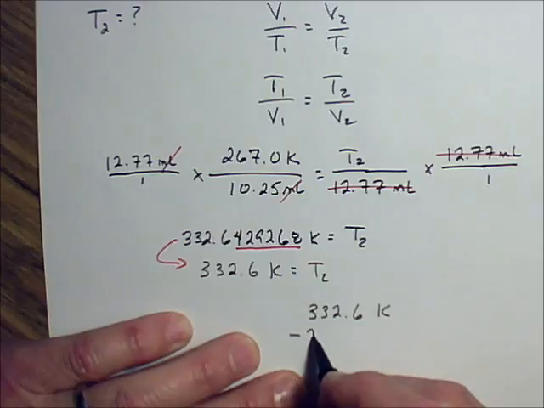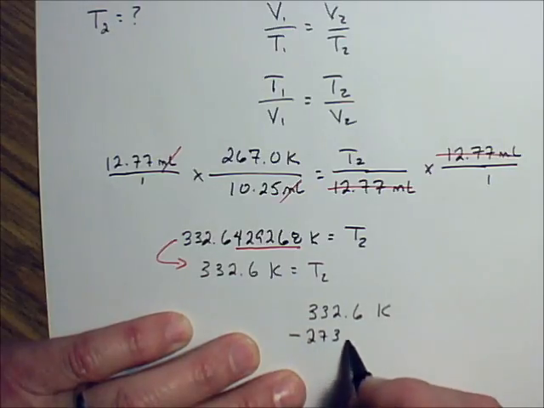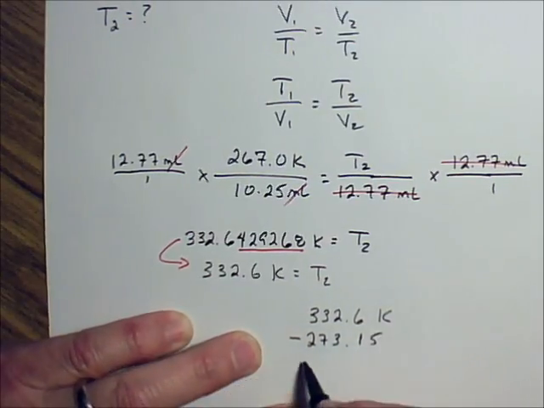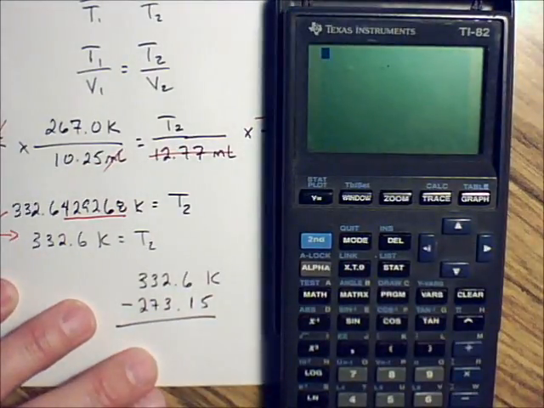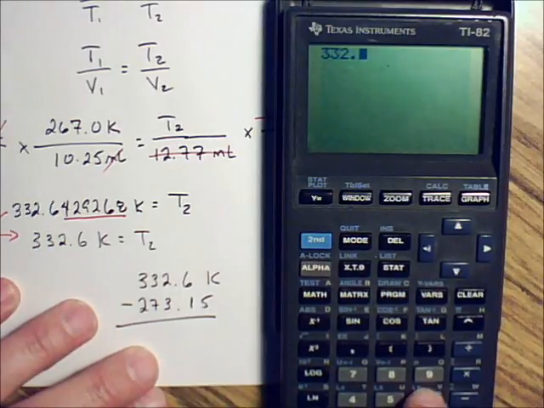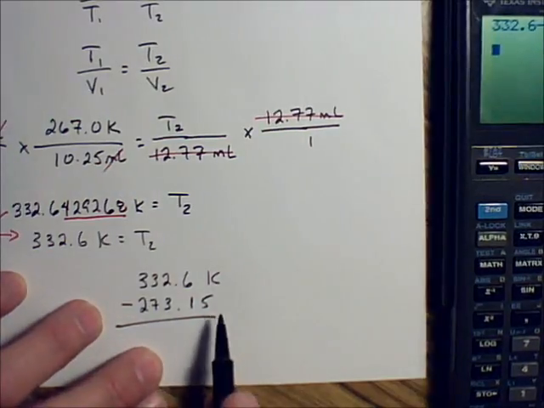All right, but if we wanted degrees C, if we want to do it in Celsius, then I would subtract 273.15 from that answer. So we want to do 332.6 minus 273.15, which gives 59.45.